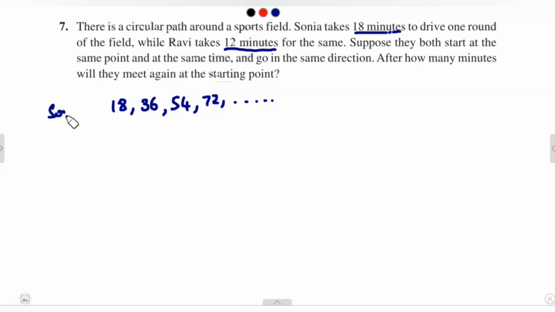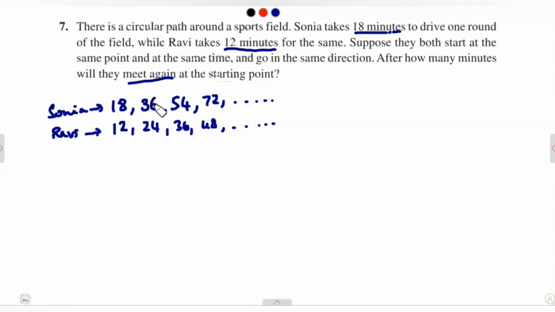And now this is about Sonia. Now coming to Ravi. Ravi takes 12 minutes for every round. That means for the first round he'll take 12 minutes, for the second round 24 minutes, for the third round 36 minutes, and so on, like that, 48. These are the multiples of 12. So Ravi takes multiples of 12 to complete each round, whereas Sonia takes multiples of 18 to complete each round. Now when will they meet again, if they both start together at the same point, and after completing the rounds, where will they meet again at the same starting point?